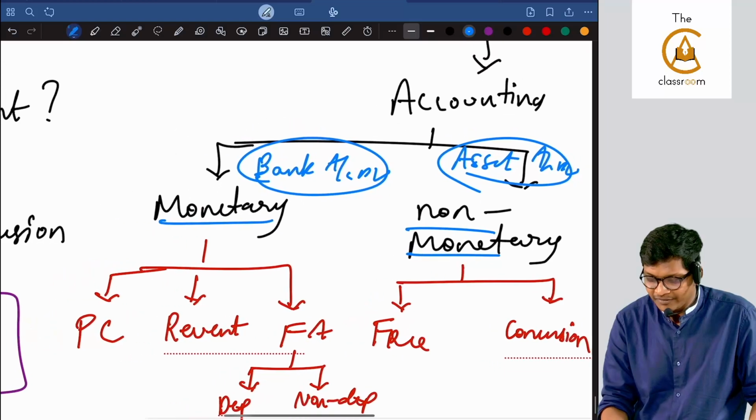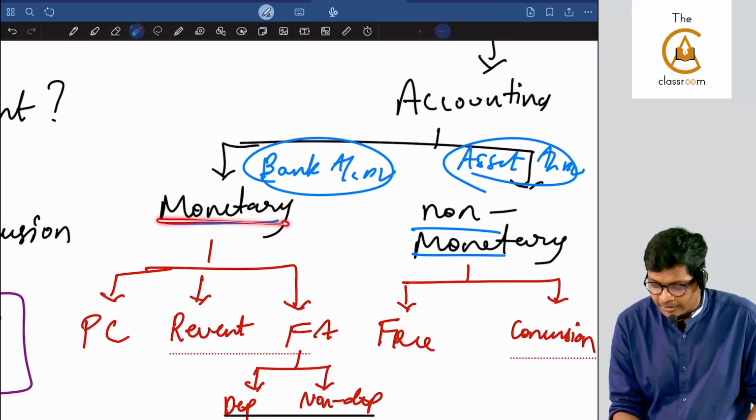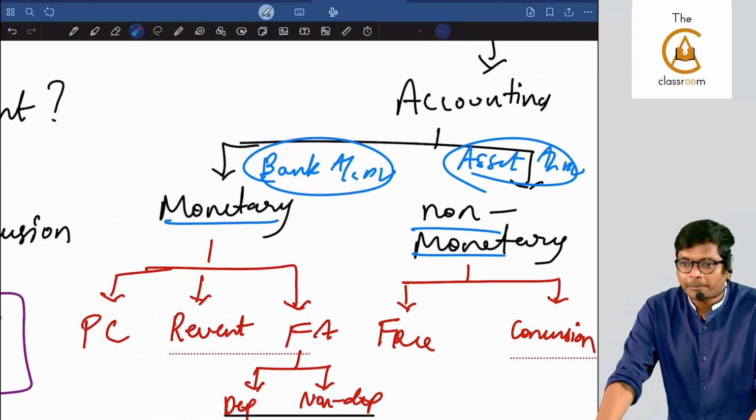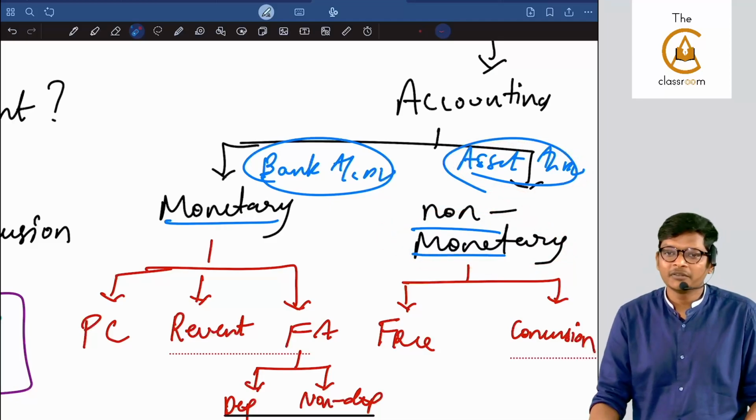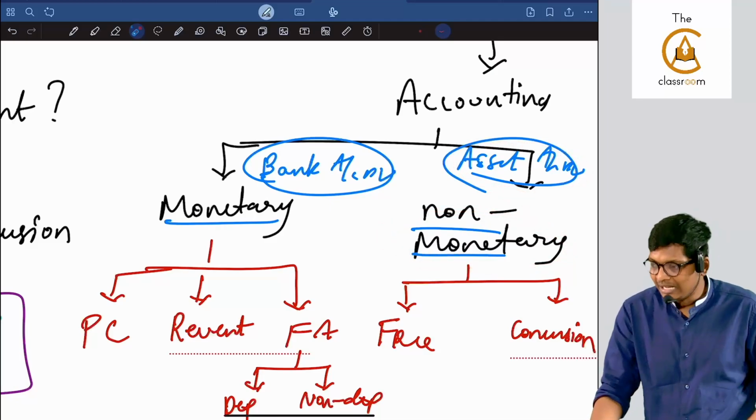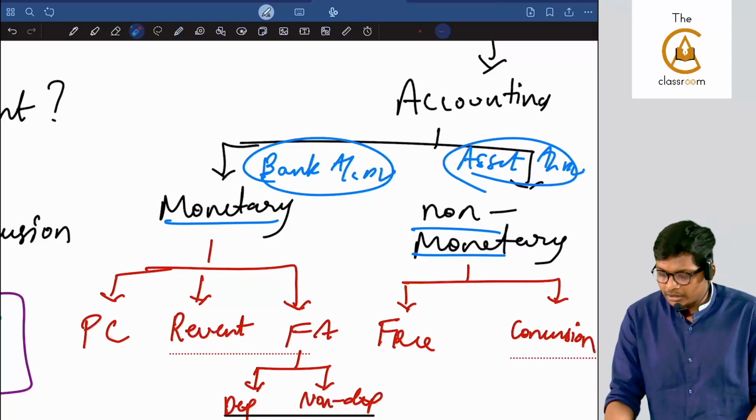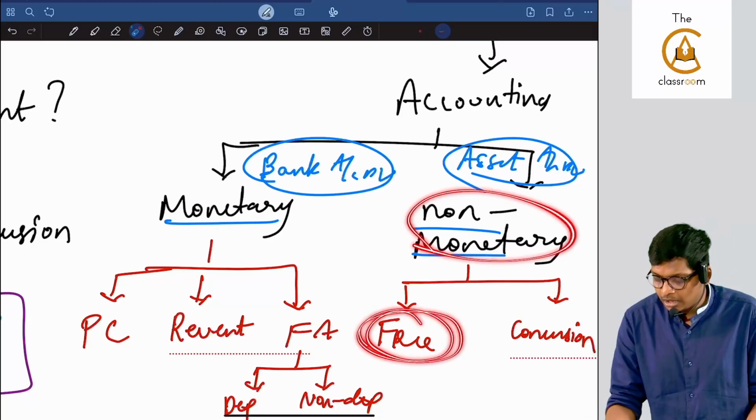So in accounting, we have monetary and non-monetary. In monetary, I'm going to debit what, guys? Bank. In non-monetary, I'm going to debit the particular asset. Are you all with me, guys? What to credit? In non-monetary, government gave me the asset for free.